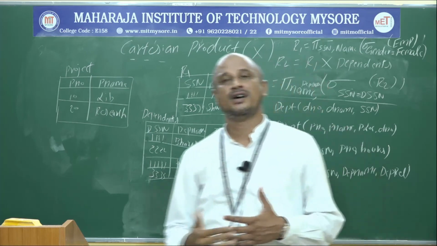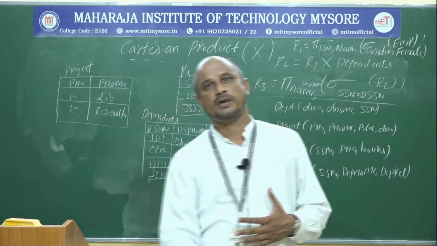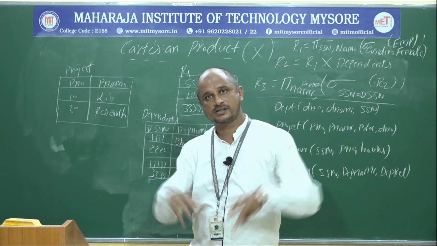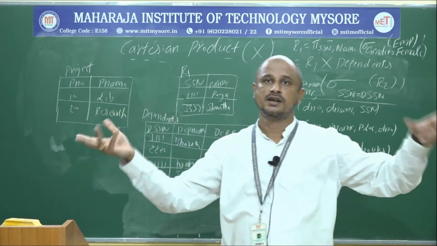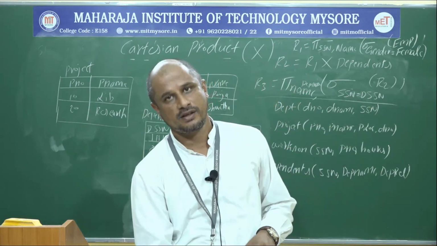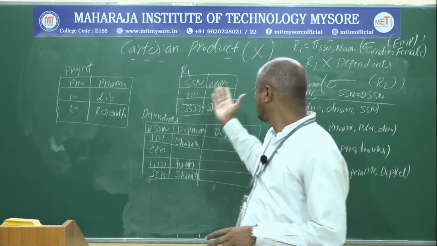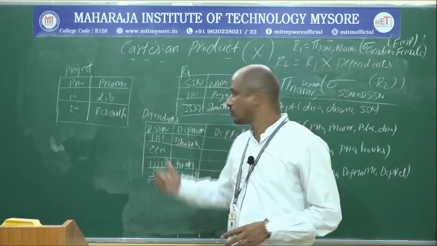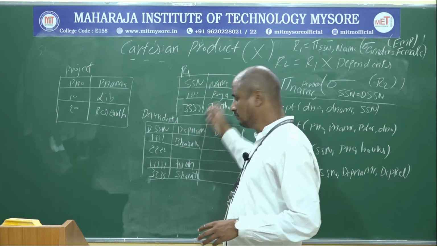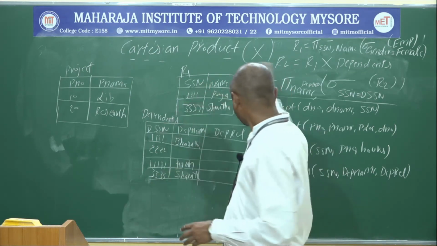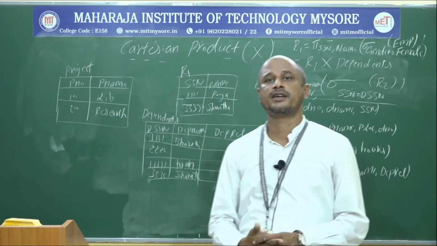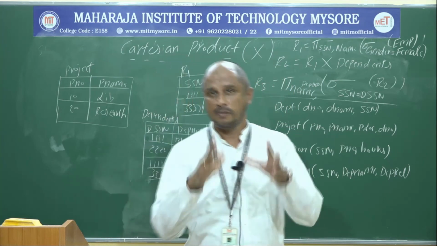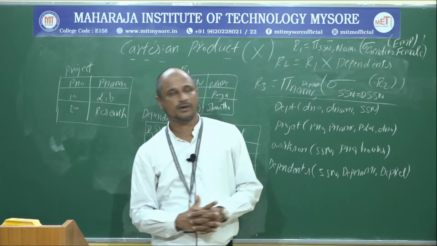We took R1 as the female employees, then came with the dependents where SSN matches with DSSN. If both are equal, I am retrieving the query with employee name and dependent name. So Pooja has two dependents, Shweta has one dependent, retrieved in a table called R3. Hope I made the requirement clear.